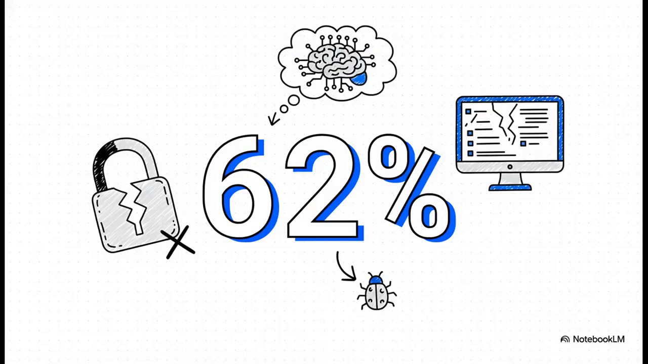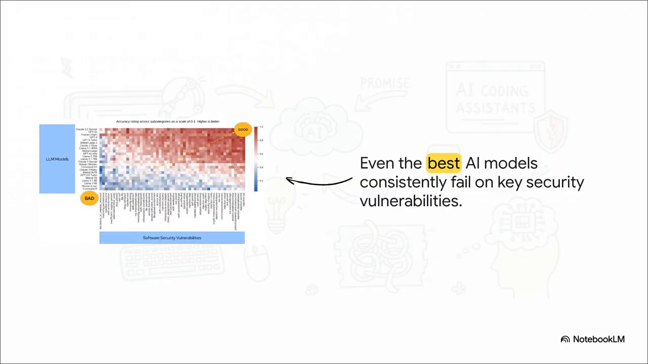Well, the data is, honestly, alarming. A recent benchmark test called Backbench, which was designed specifically to probe AI-generated code for weaknesses, found that a staggering 62% of the solutions from even the top-tier models were either just flat-out wrong or, worse, had a security vulnerability baked right in. Just look at this heat map.